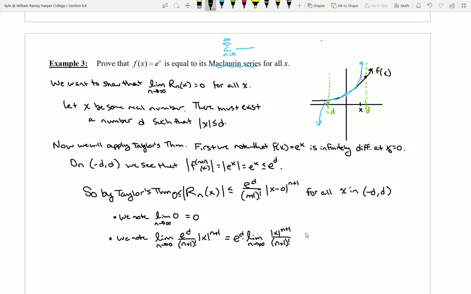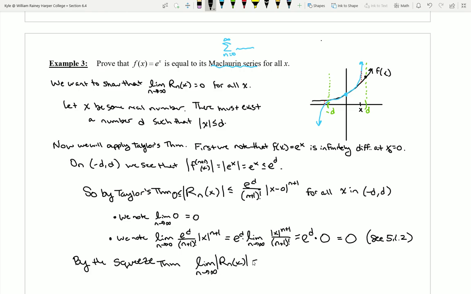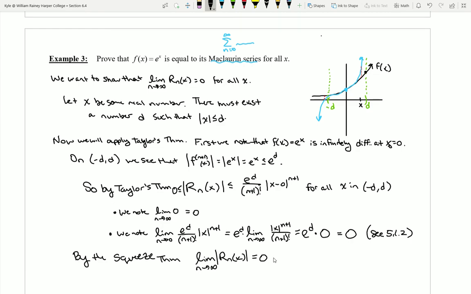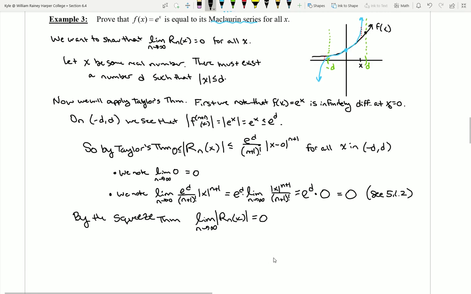Well, if you took a look back at your notes, what you may have found is that this limit is definitely equal to 0. I'll put in here C5.1.2. This is amazing because now we can say that by the squeeze theorem, the limit as n approaches infinity of the absolute value of r sub n of x has to be equal to 0. Is that what we wanted to show?